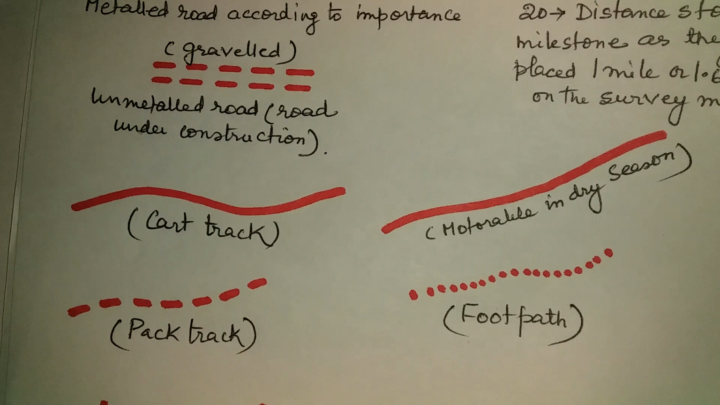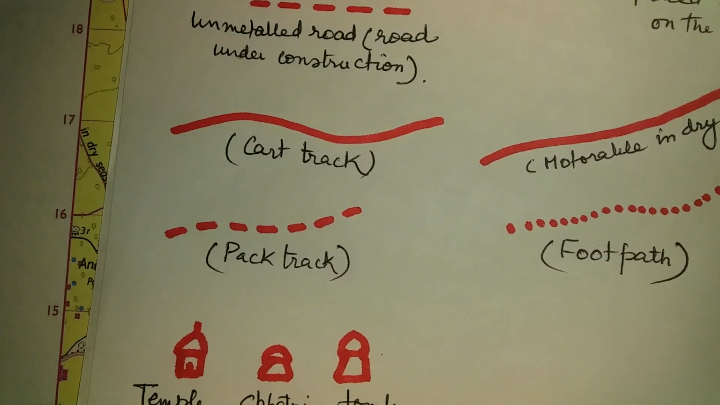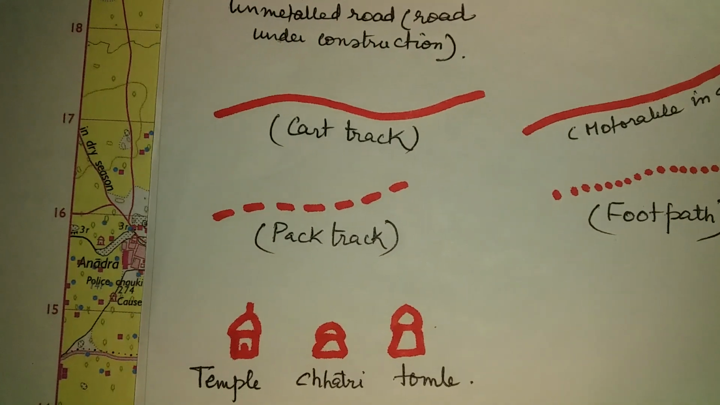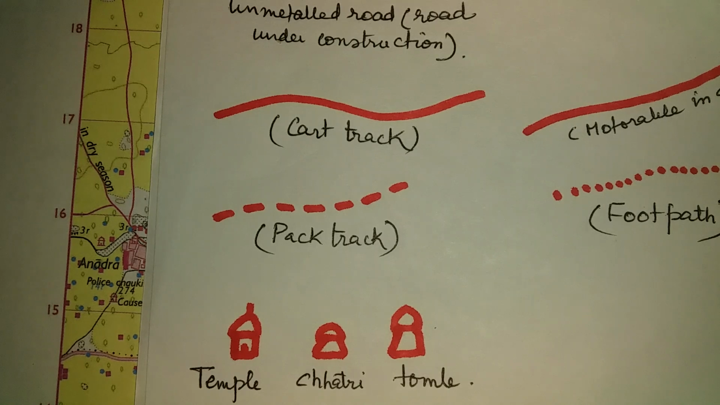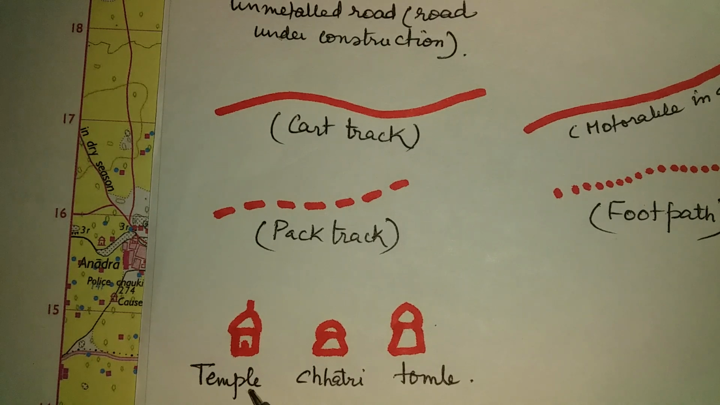Now we have certain cultural features other than permanent huts. So normally in 45D/7 and 45D/10, these three features are very, very important. These are called places of worship. The first one is the temple. You have a door and you have a flag mast. Then it is a chhatri. Normally in Rajasthan and Gujarat, this is very common.